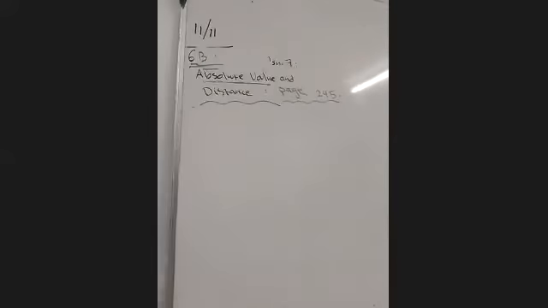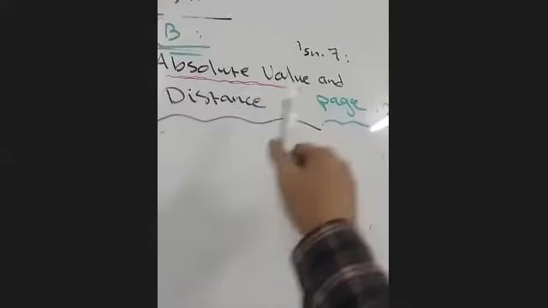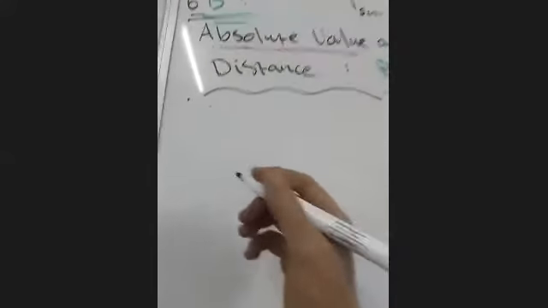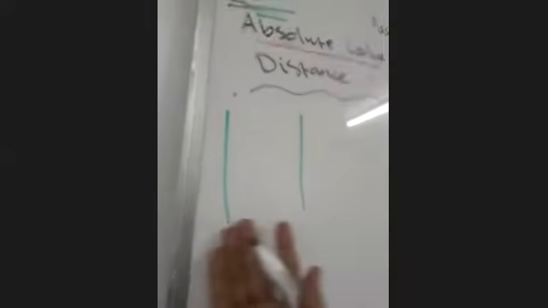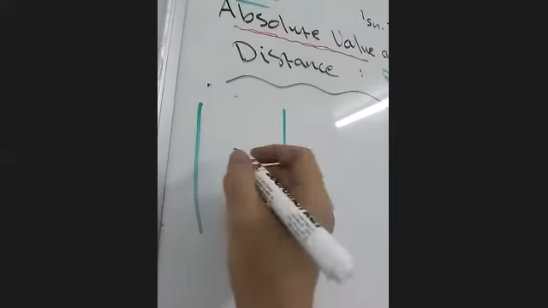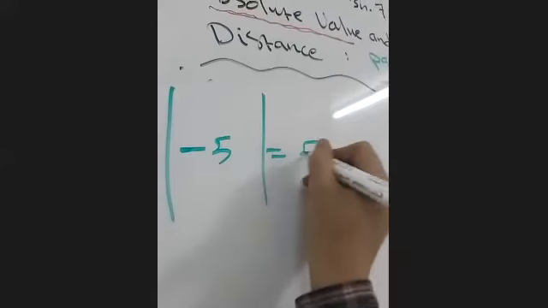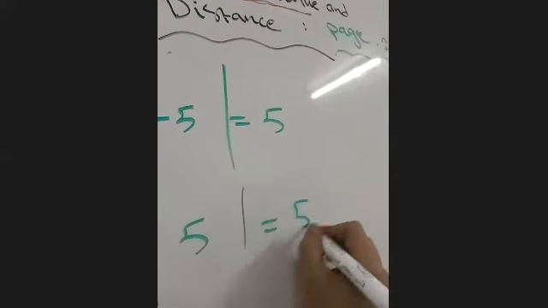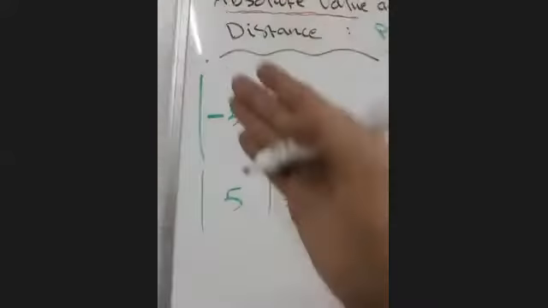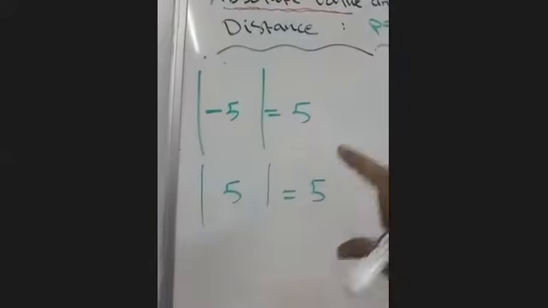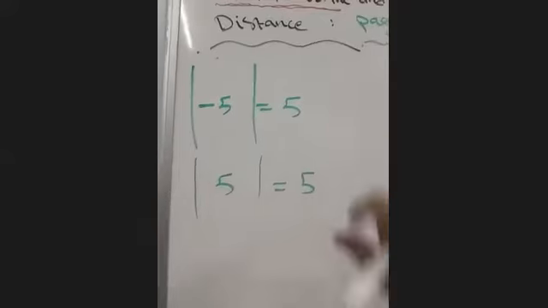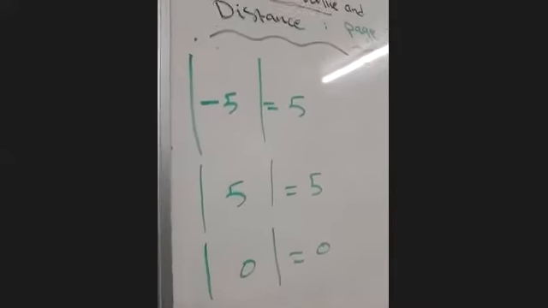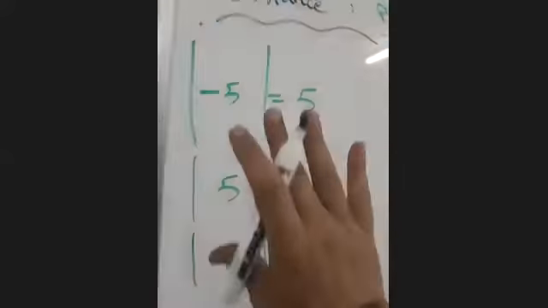Now, let's read the title, guys, together. Absolute value and distance. Let's remember the absolute value together. We said the absolute value, two lines like this, and inside it is the number. If we have a negative number, the absolute value of the negative is positive. And the absolute value of the positive is also positive, okay? So if you have negative or positive inside the absolute value, the answer is always a positive number. But if we have zero, the absolute value of zero is still zero. The zero has no sign. So we know the absolute value, we did it before.